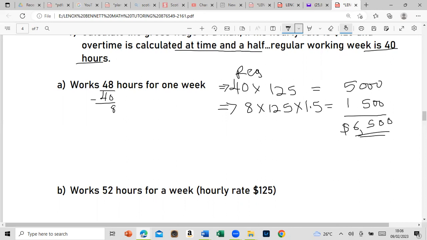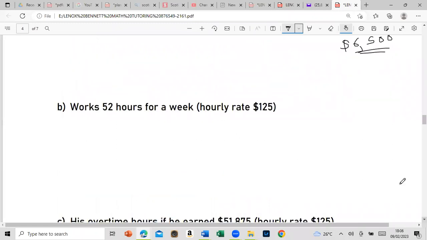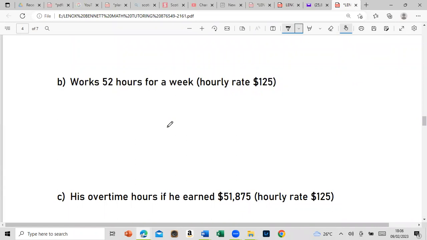All right. Same rate, same everything. What about 52 hours? Just remember the hourly rate is 125, same rate, same 40-hour week. How would you approach this? Well, I subtract 40 from 52 to get the overtime hours, which should be 12. Very good.